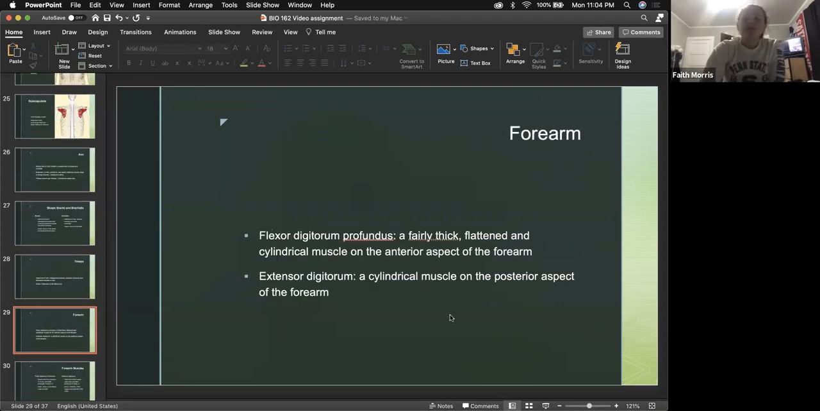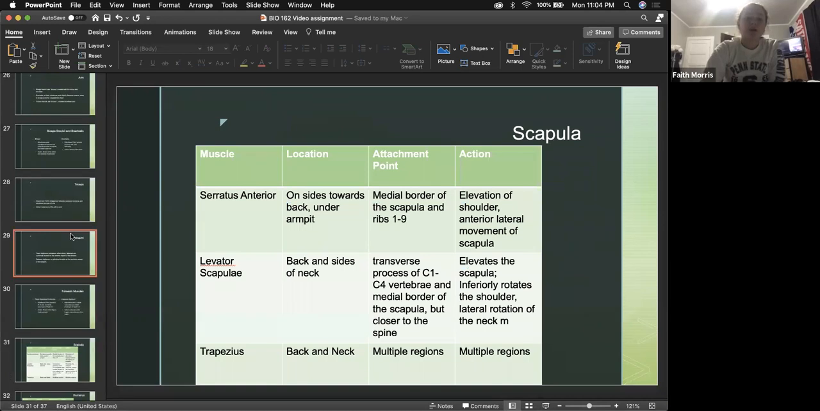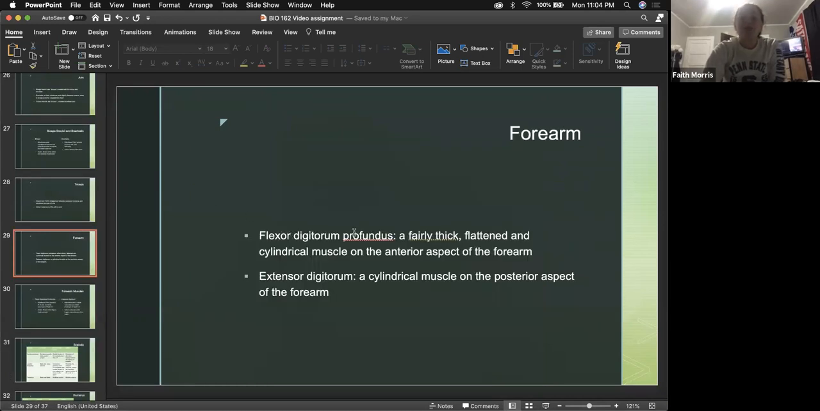So then the 2 muscles of the forearm are the flexor digitorum profundus, a fairly thick, flattened, cylindrical muscle on the anterior aspect of the forearm. So that's on the front. And then extensor digitorum on the posterior aspect, so that's towards the back. Anterior, posterior of the forearm.